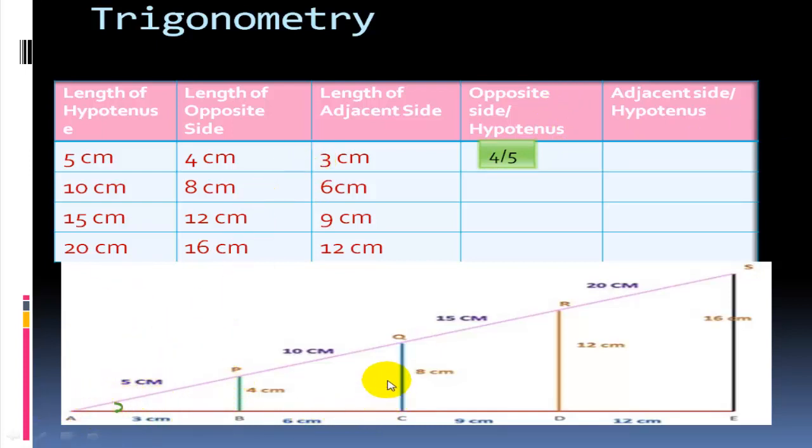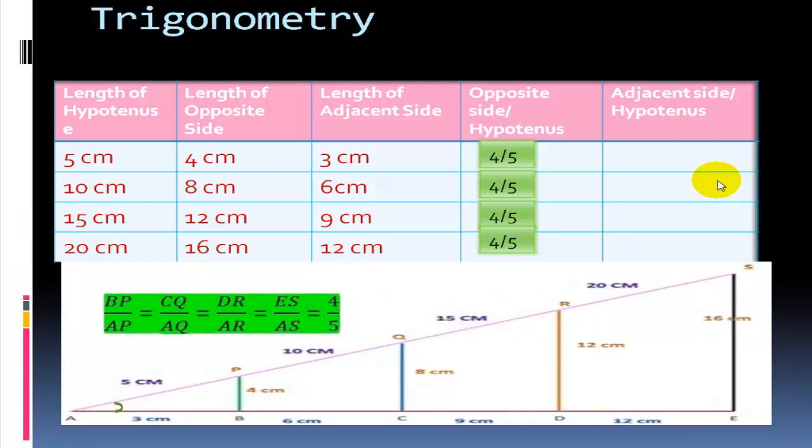And for this triangle ACQ, we get 4 by 5 only. And for the third triangle, we get the ratio as 4 by 5. And last, for the fourth triangle also, we will get the ratio as 4 by 5. Means BP by AP, CQ by AQ, DR by AR, ES by AS equal to 4 by 5. We got the same ratio for this opposite side by hypotenuse.